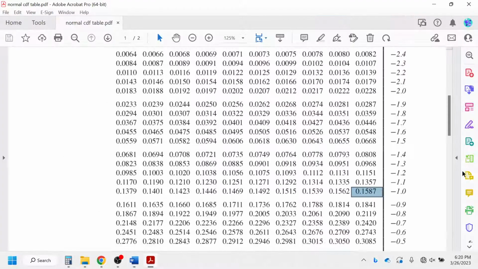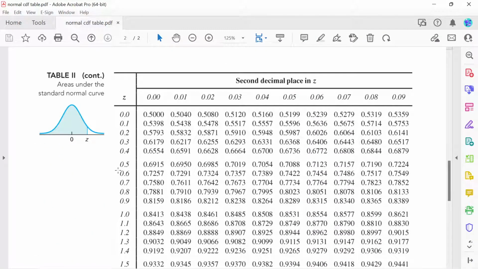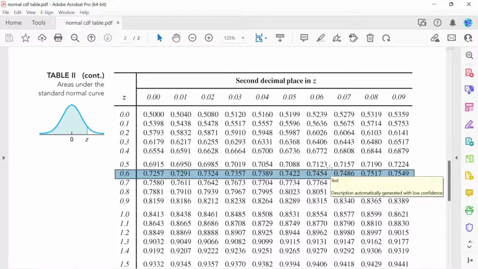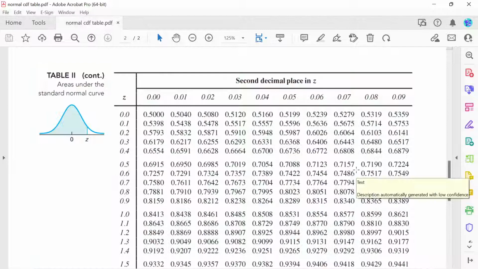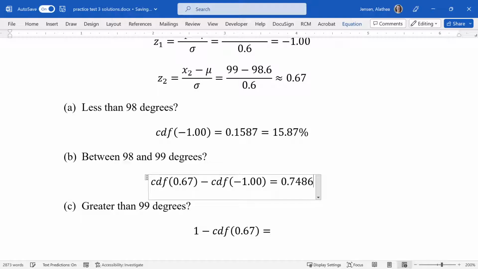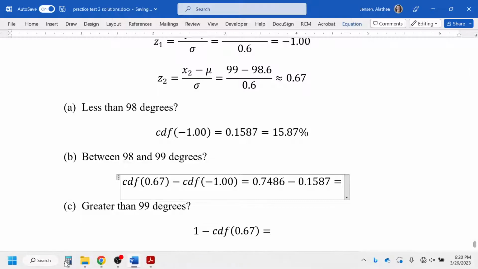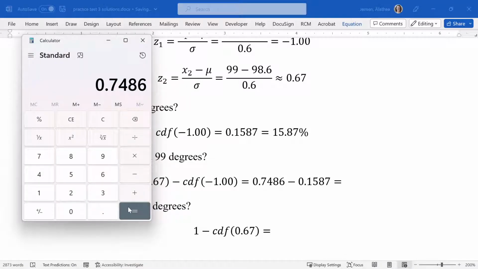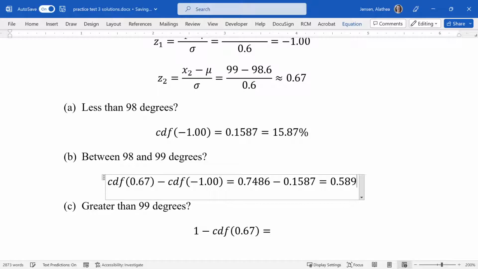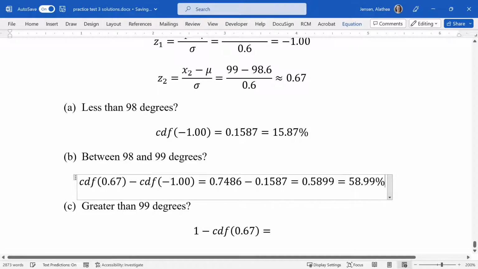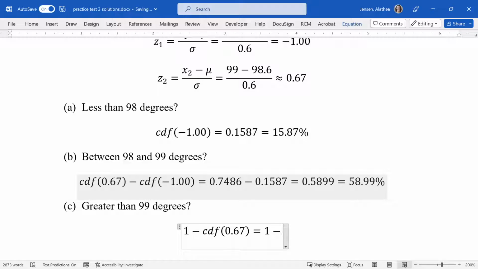For the CDF of 0.67, we look at the positive side, 0.6, and the second decimal place is 7, so we're looking at this column right here, the third to last one. It's going to be 0.7486. Then we subtract the CDF from the last part. Put that in a calculator: 0.5899, or 58.99%.